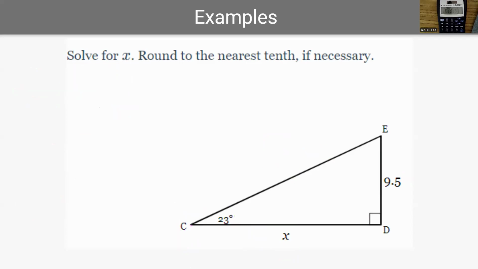90 degrees holds special values because it's a 90-degree angle, and we're not going to touch that right now. Okay.